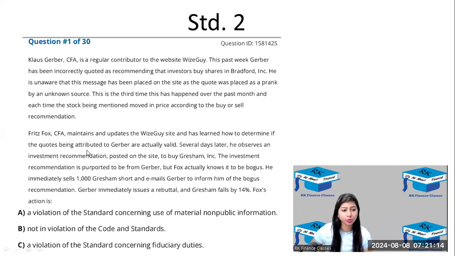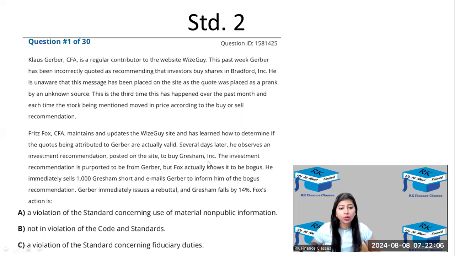So several days later, he observes an investment recommendation posted on the site to buy Gresham INC. The investment recommendation is purported to be from Gerber, but Fox actually knows it to be bogus. A few days later, the recommendation is given by Gresham. Now Gresham is again some other company. So now on the website the information is coming from Gresham. But this guy, Fox, as he maintains and updates the website, knows which recommendation is actually valid and coming from Gerber and which recommendation is bogus, meaning fake. Someone else has given this recommendation.